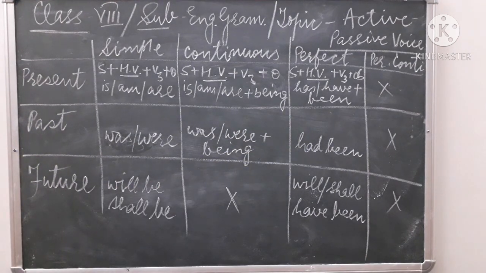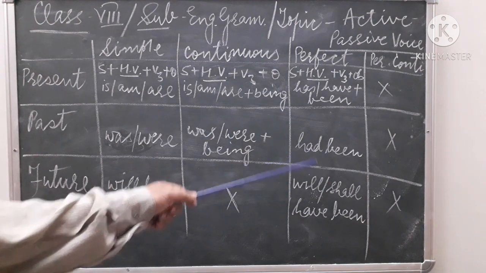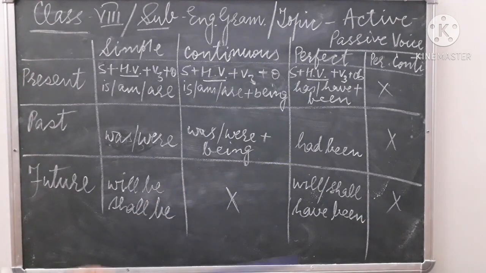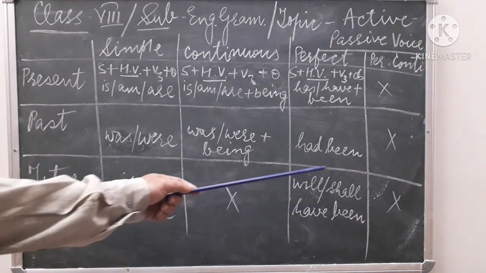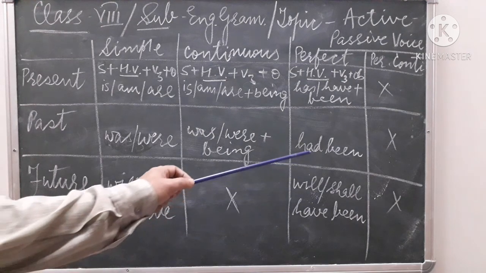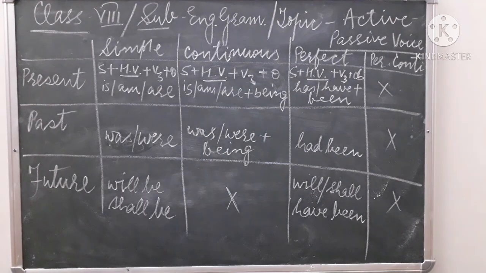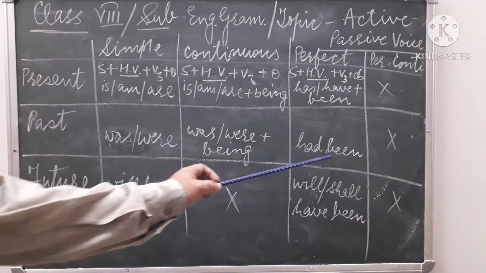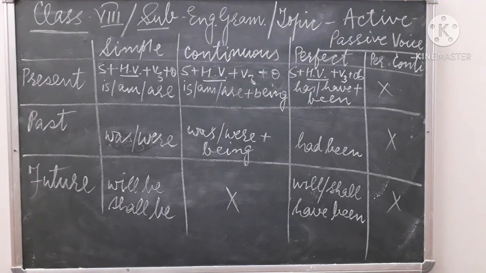Next, past perfect. For example, the teacher had taught the lesson before I entered the class. The teacher had taught the lesson. Now change into passive voice. The lesson had been taught by the teacher before I entered the class.